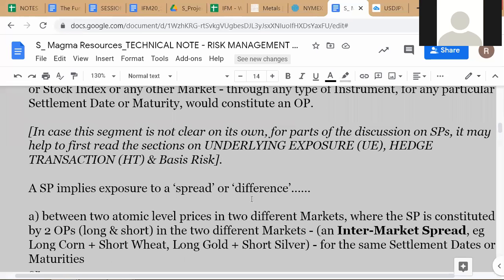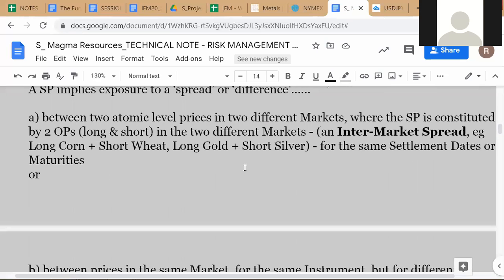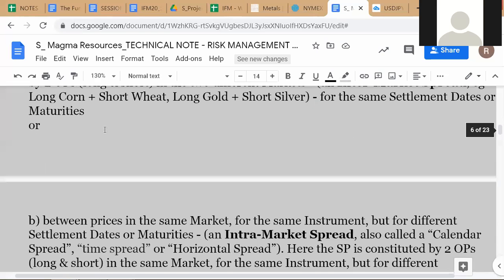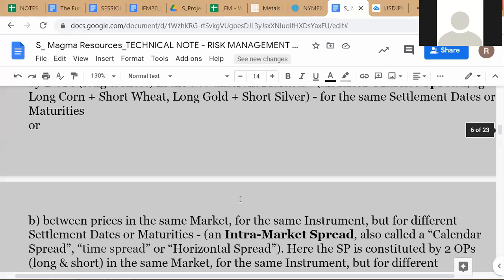Which is mainly driven by design effects and things like that. Okay, so here you have spread position. The first type of spread is an intermarket spread, which you just saw. Okay, and these are also intermarket spreads. Long gold, short silver, very popular trade.